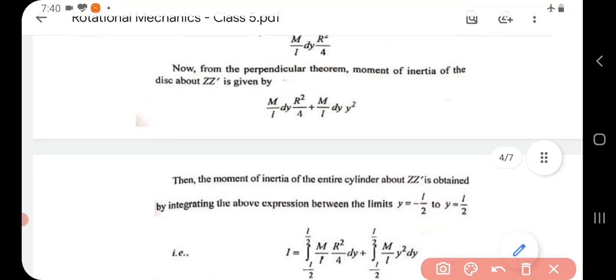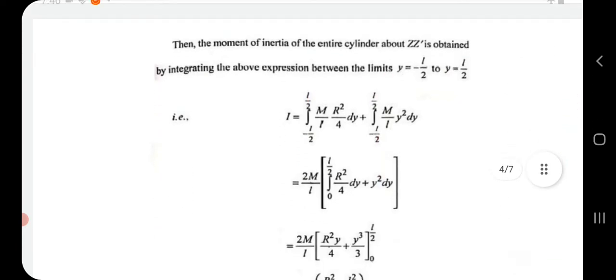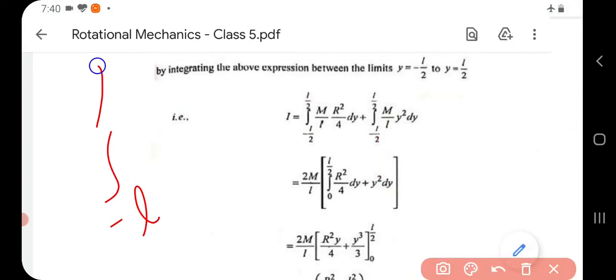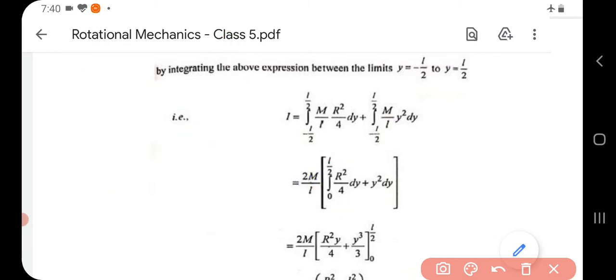You have to integrate this expression from minus L by 2 to plus L by 2. As usual, when you change the integral from minus L to plus L, you have to multiply with the 2. Then it will change like this. See, you are changing the limit of integration from minus L by 2 to plus L by 2, to 0 to L by 2. So you have to multiply with the 2. Okay, this we have already discussed in the earlier class.